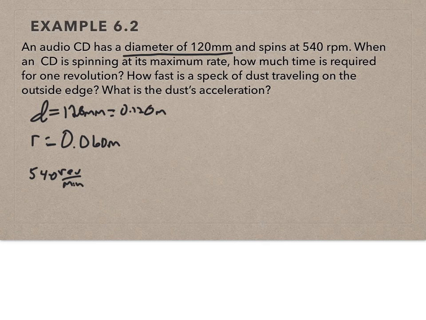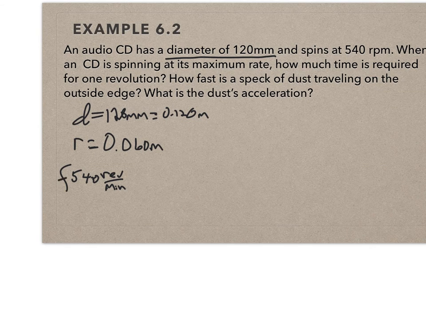This is a frequency. I want to change this to revolutions per second, so let's say times, and I'm going to use my dimensional analysis, and I'll say that 1 minute is equal to 60 seconds. Minutes cancel, and now I get 540 divided by 60. That means I get 9 revolutions per second. My penmanship's getting bad. Okay, 9 revolutions per second.